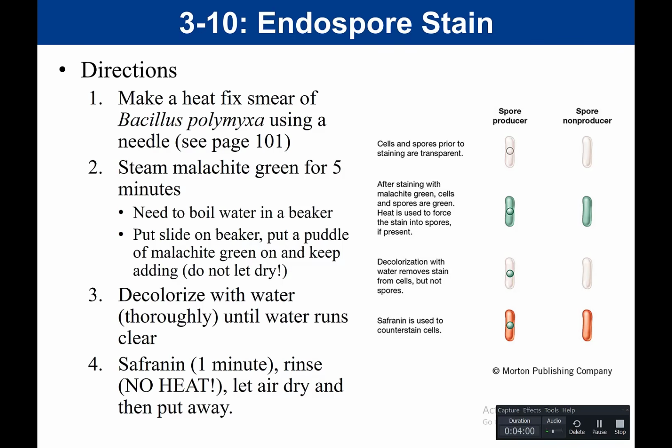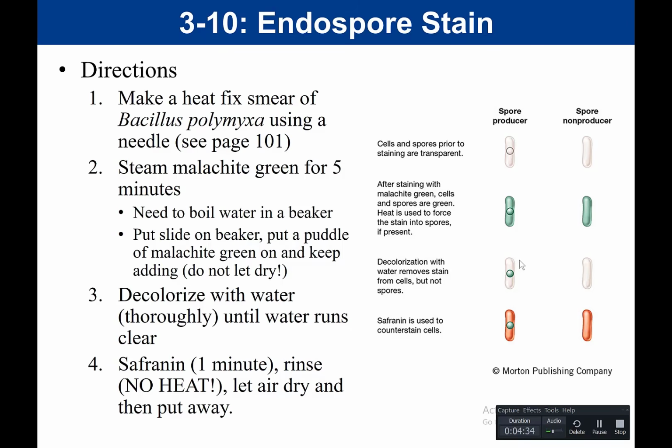You should know this diagram. Basically, the general understanding of when we apply the malachite green, that both endospores and vegetative cells will both stain green. When we decolorize, you don't have to remember that you decolorize with water, but you should know that if you decolorize, the endospore will stay green, the vegetative cell will become colorless, meaning that the dye will come out. And then you should know that we use safranin as a counterstain.